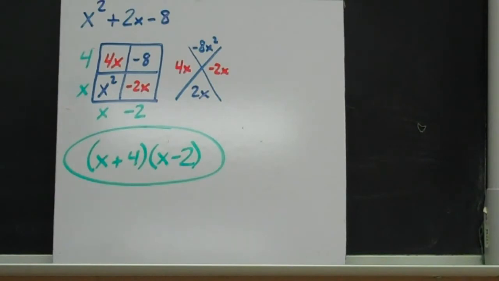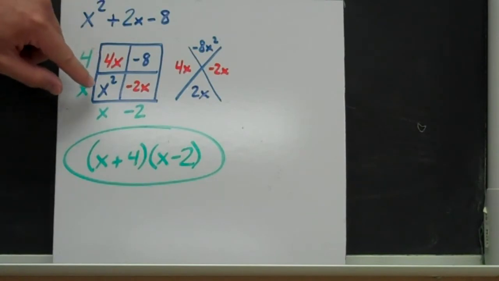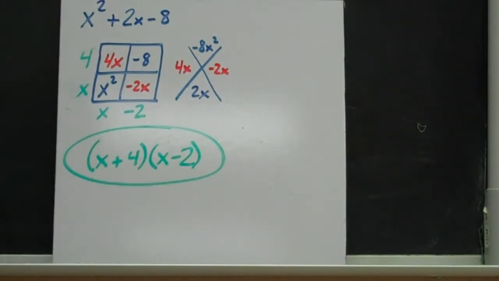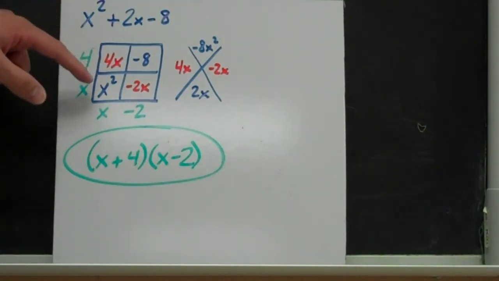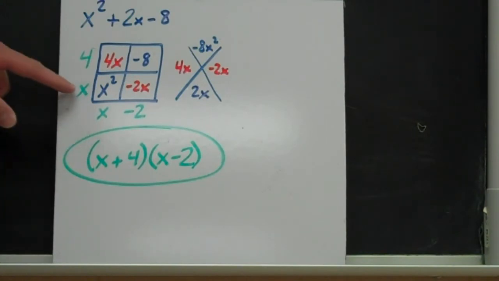Then we go to the outside of our rectangle, to the green portion of this problem. We start with the first column, 4x and x squared, and ask ourselves, what do those have in common? Well, they both have x in them. So we're going to take an x out down here. Then we move over here and ask, x times what would give us x squared? X times x would give us x squared.